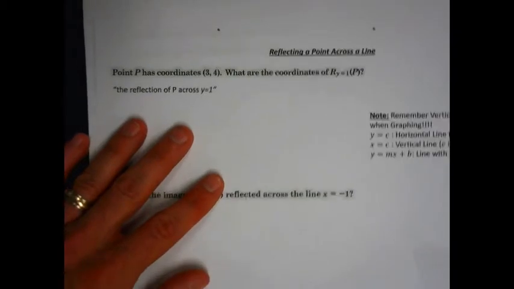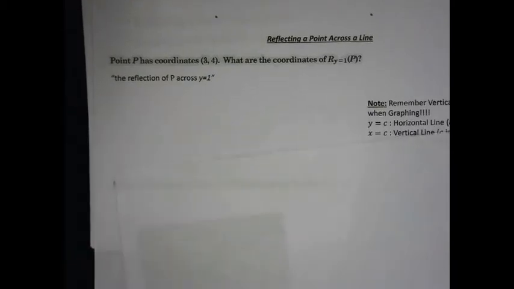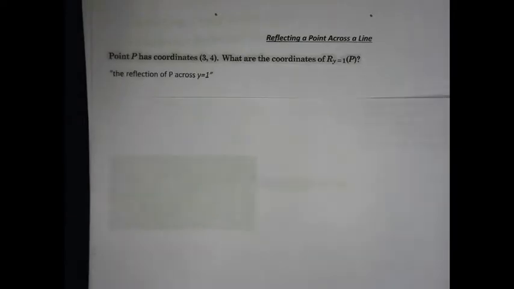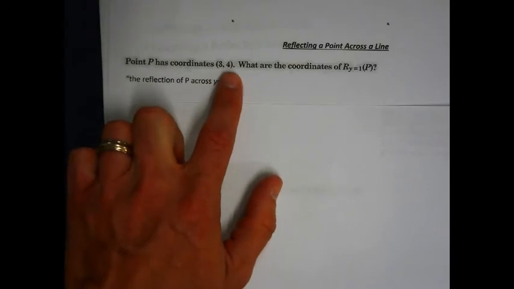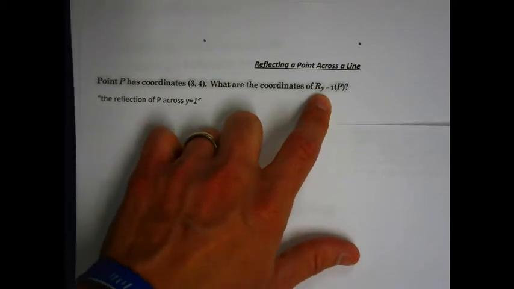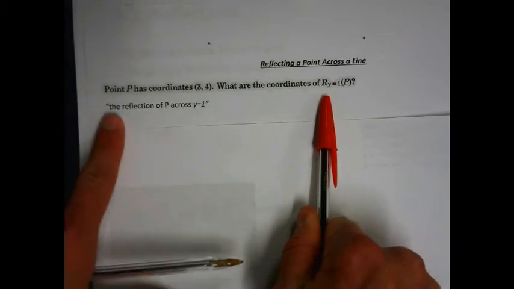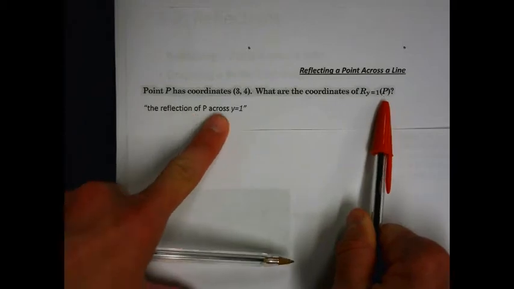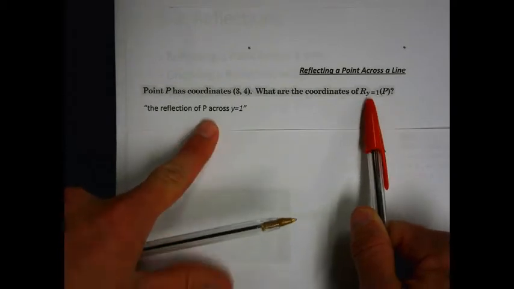The next thing is we're going to start jumping into reflecting a point across a line. We're going to reflect a point across a line. And I'm going to start with this little question here. Point P has coordinates 3, 4. What are the coordinates of blah, right? So remember that notation we talked about in the notes. How in the world do you even read this? We read that as the reflection of point P across y equals 1.